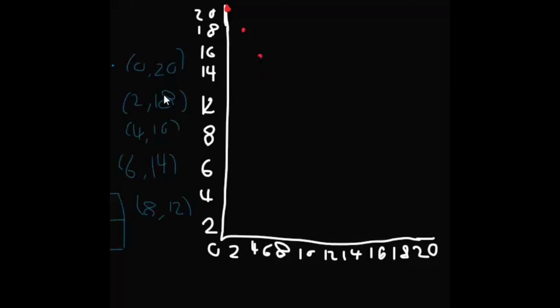Okay. And then we have 6 and 14, which is about right here. Then we have 8 and 12. It's about right here. So now let me just draw our line through these, all the way down to 20.